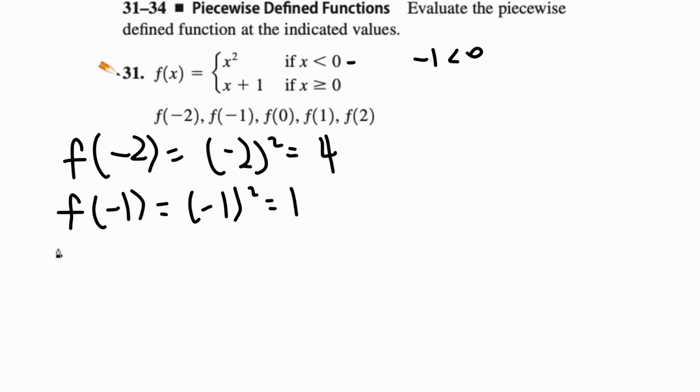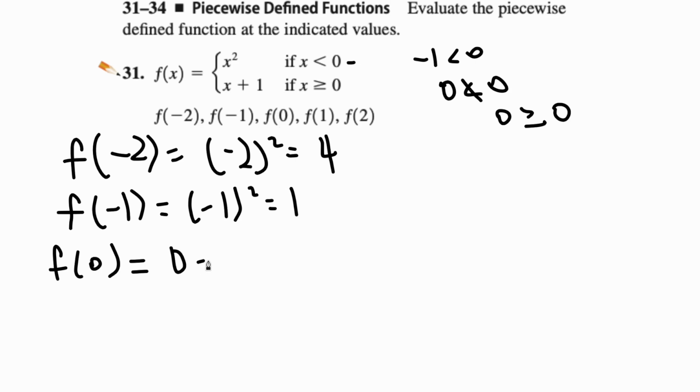Now let's move on to f of 0. We would try using the first equation, but it's not possible because 0 is not less than 0. Instead, 0 is greater than or equal to 0. The key word is equal to. So now let's plug in 0 into the second equation. So it'd be 0 plus 1, which would equal 1. Now let's do f of 1.